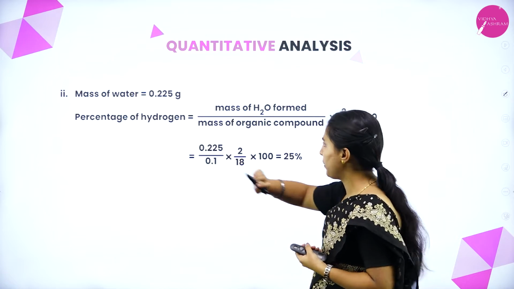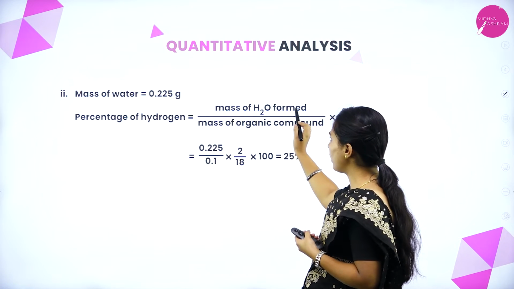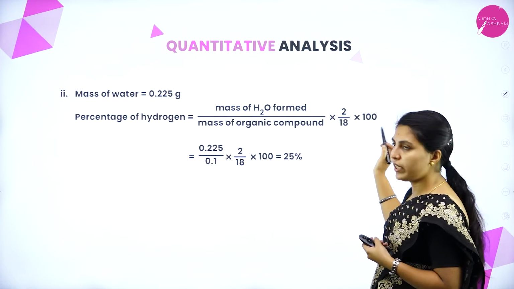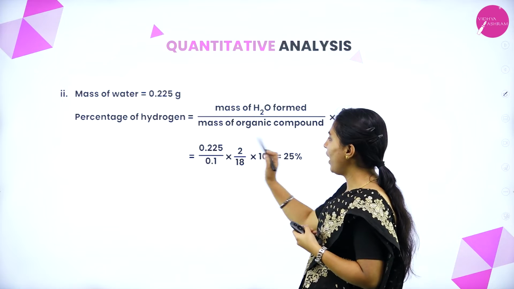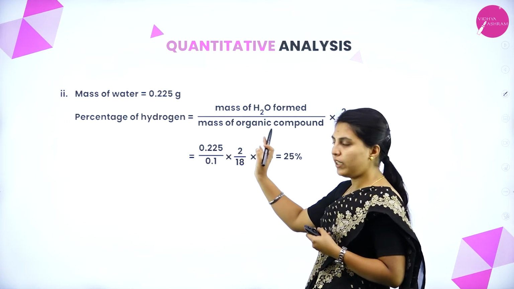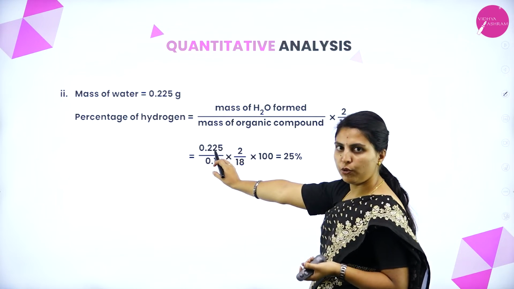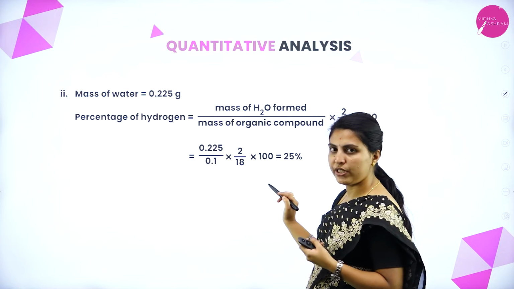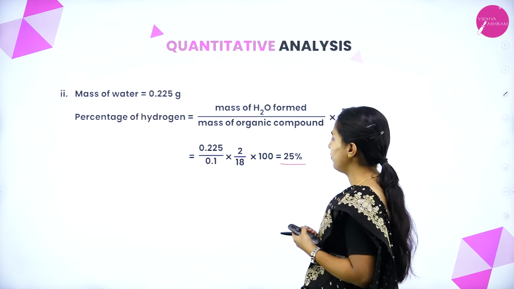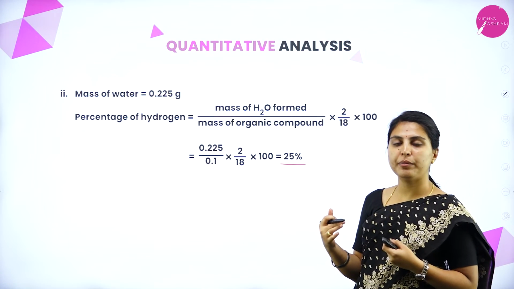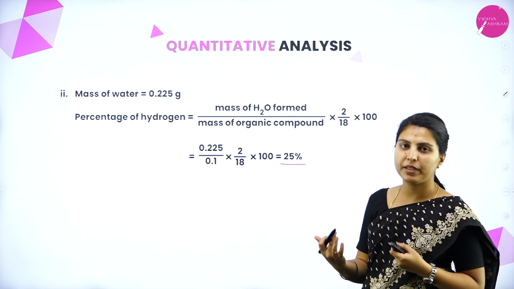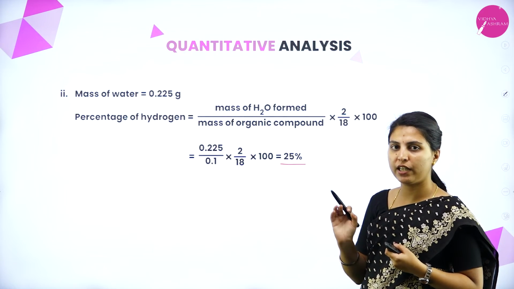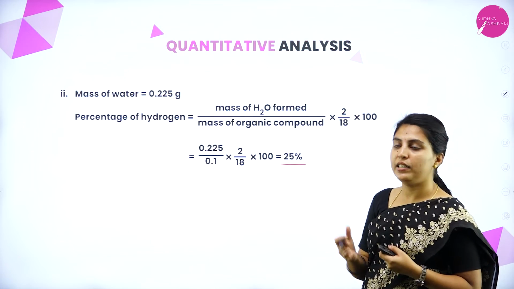Next, the mass of water is given. You have to identify the percentage of hydrogen: mass of water formed divided by mass of organic compound, into 2 by 18 into 100. This is a standard equation. You have to substitute whatever data they have given into the equation, and you will get 25%. The overall percentage will be 75% and 25%, and in that 100% you will get carbon dioxide and water in Liebig's method.